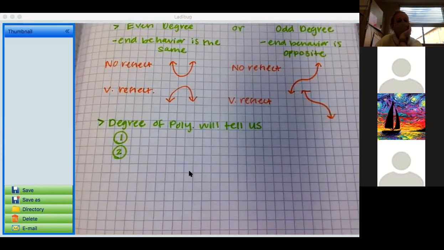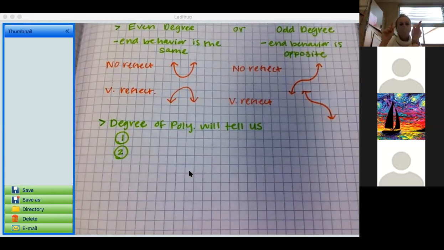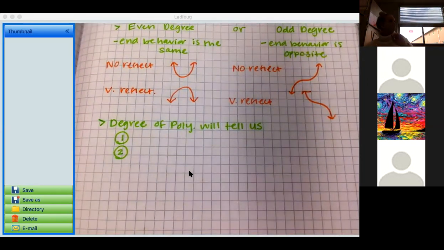Anybody? End behavior? Yes, end behavior, which is what we just talked about, because if it's even up, odd, down. But I'm talking about two different things, like the actual number of the degree. There's two things it tells us besides end behavior. How many times it curves? No, y'all just said the same thing. Good, extra credit. That is one thing. It tells you the maximum number of turning points, okay?